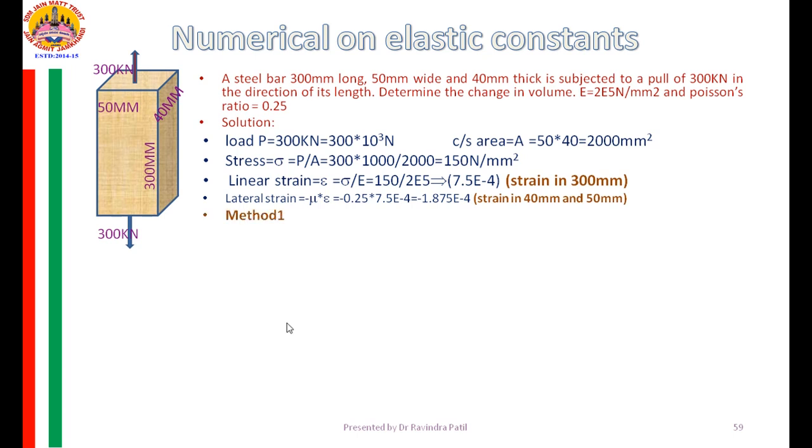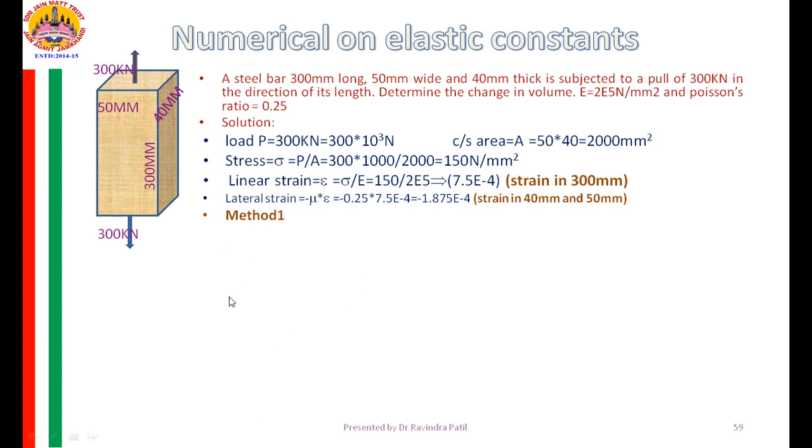Now I can get the volumetric strain by two methods. One is directly volumetric strain is equal to change in volume divided by original volume. So volumetric strain is sum of the strains in three mutually perpendicular directions. In the previous class we have proved it. Epsilon of V equal to epsilon of x plus epsilon of y plus epsilon of z.